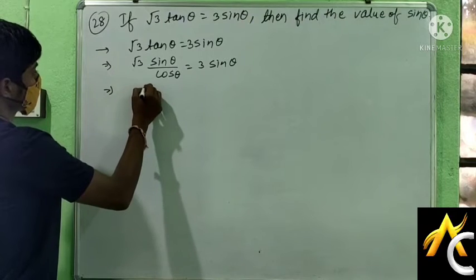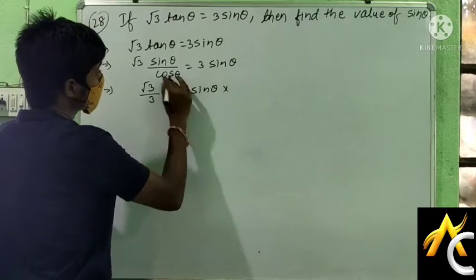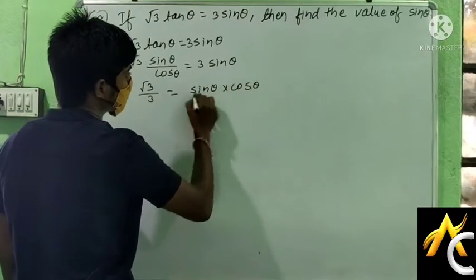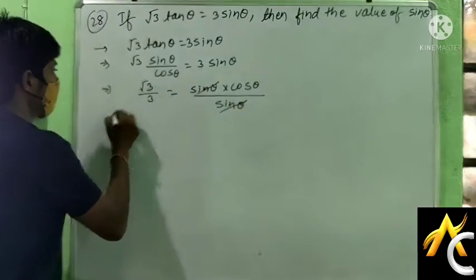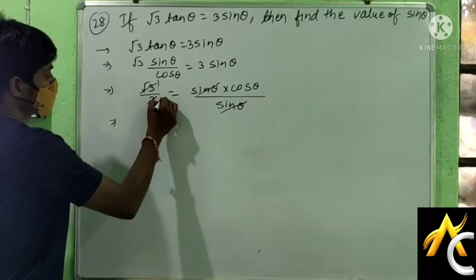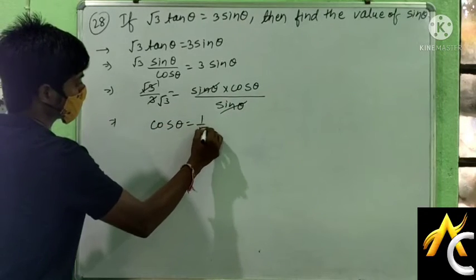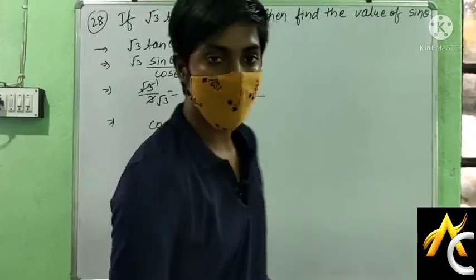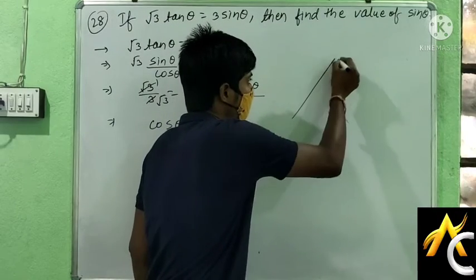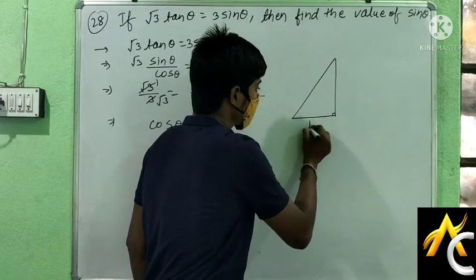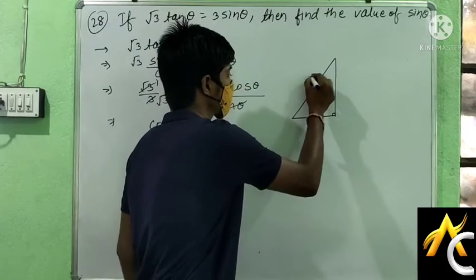That implies root 3 by 3 is equal to sin theta into cos theta by sin theta. Now sin theta cancels sin theta, so cos theta is equal to 1 by root 3. Okay. Now we have the value of cos theta, and as we know that cos theta is equal to b by h, so for a right angle triangle, the value of b will be 1 and h will be root 3.